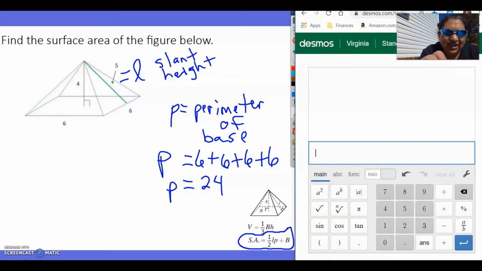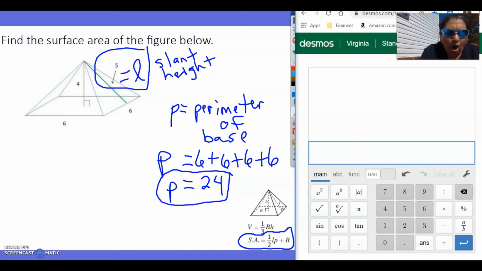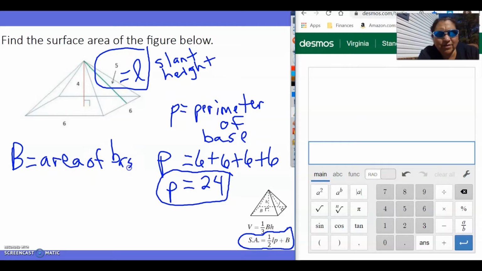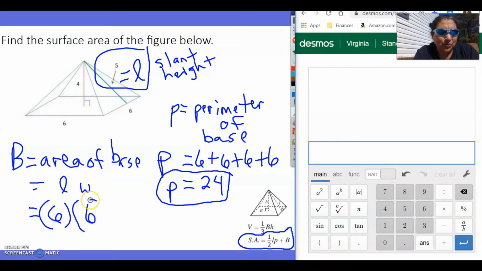So we've got the slant height up here. We know it's 5. We've got our perimeter here. We know it's 24. All we're missing then is our big B, which is the area of the base. And to find the area of the base, it's length times width. So the lengths are 6 and 6. So we're going to put it in parentheses. That means multiply. 6 times 6 is 36. So big B is 36.